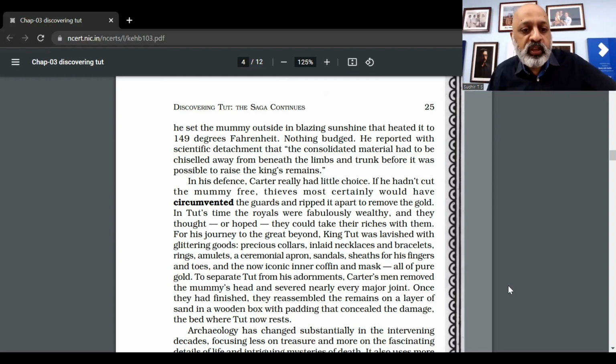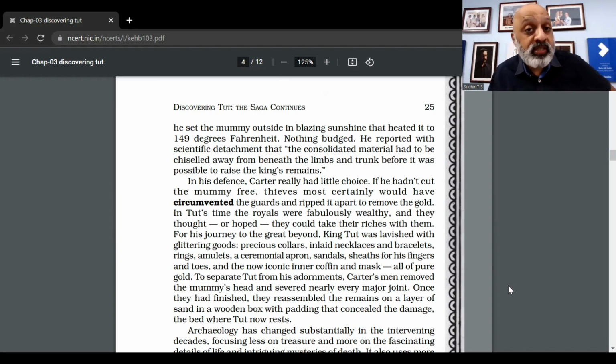King Tut was lavished with glittering goods, precious collars, inlaid necklaces and bracelets, rings, amulets, ये सब different types of jewelry. A ceremonial apron, sandals, sheaths for his fingers. Sheaths is a close fitting cover for his fingers and toes, and the now iconic inner coffin and mask, all of pure gold. ये सारी चीजें आप जरा याद रखिएगा. Just note it down. Okay.